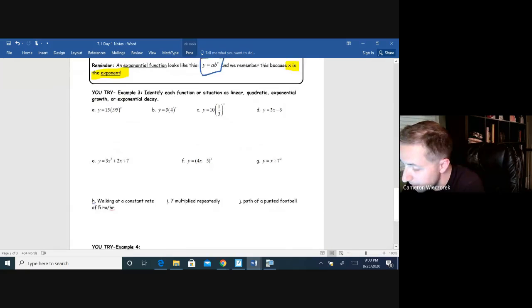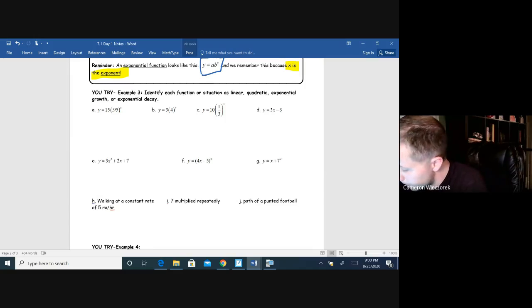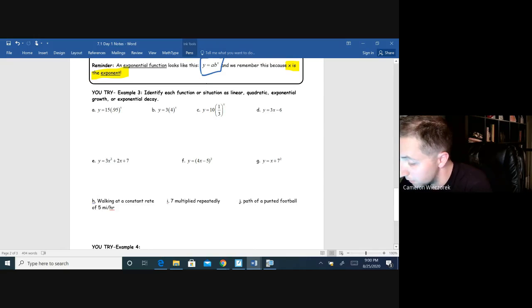So we want to identify now, is the given equation linear? Is it quadratic? Those are the two we did in the warm-up on the front page. Or is it exponential? And if it is exponential, we want to decide, is it growth or decay? And remember, how do you decide growth or decay? It's all about that base. It's all about the b value.